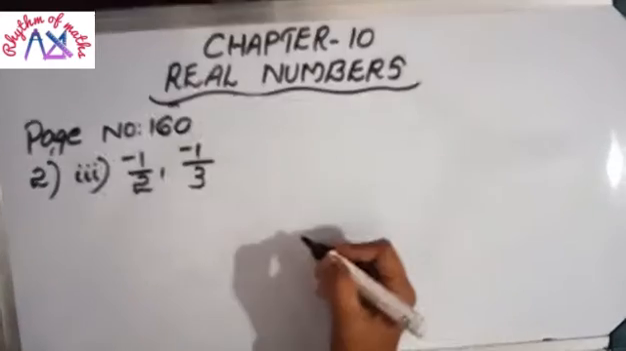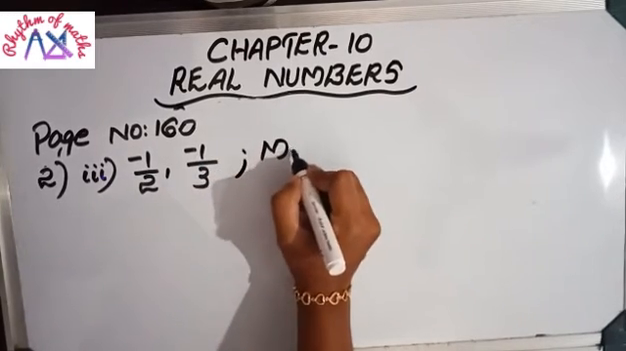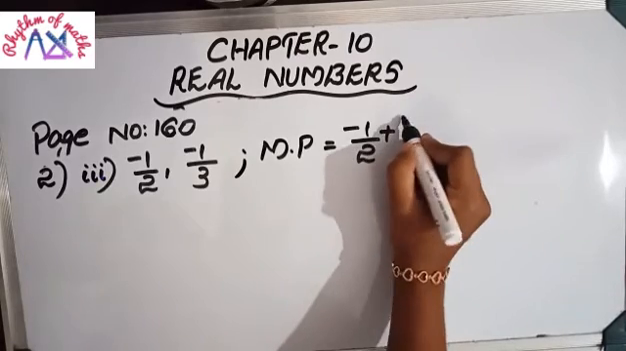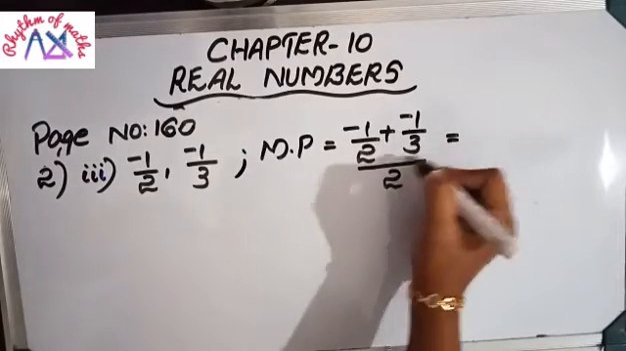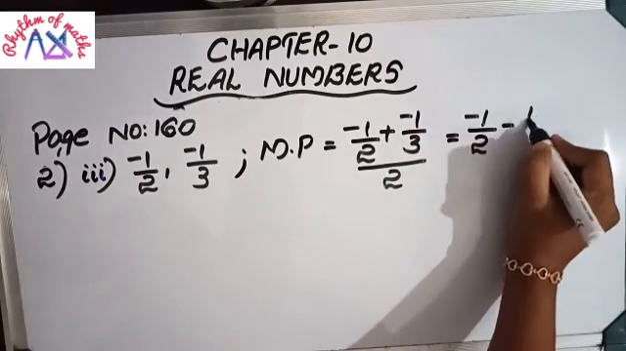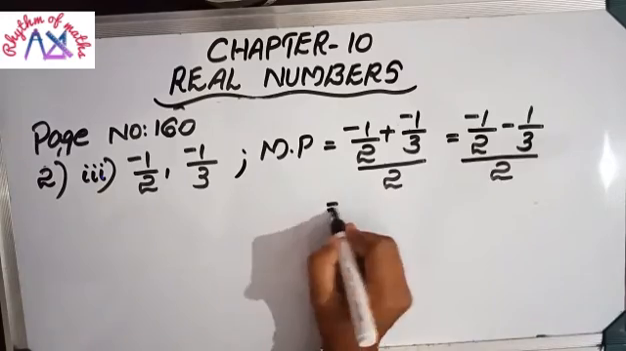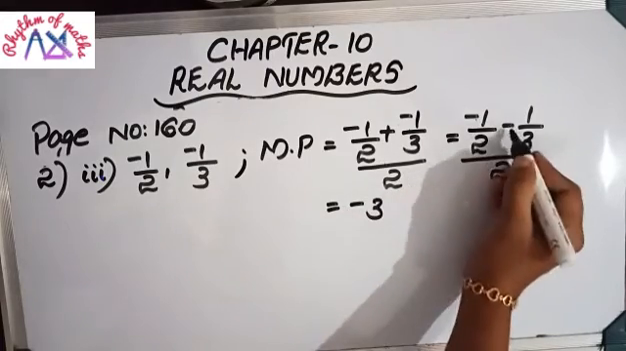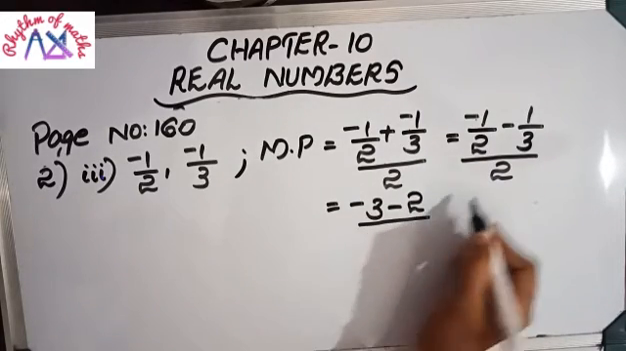Now let's do the third one. The third sub question is minus 1 by 2 and minus 1 by 3. We are going to find the midpoint. So midpoint equals the sum of these two numbers, that is minus 1 by 2 plus minus 1 by 3, whole divided by 2. First of all, let's change the sign. So minus 1 by 2, positive into negative, that is negative 1 by 3, whole divided by 2. Now let's cross multiply. Minus 1 into 3 means it is minus 3. Then here one negative, put that negative also. Then 1 into 2, that is 2, divided by 2 into 3.